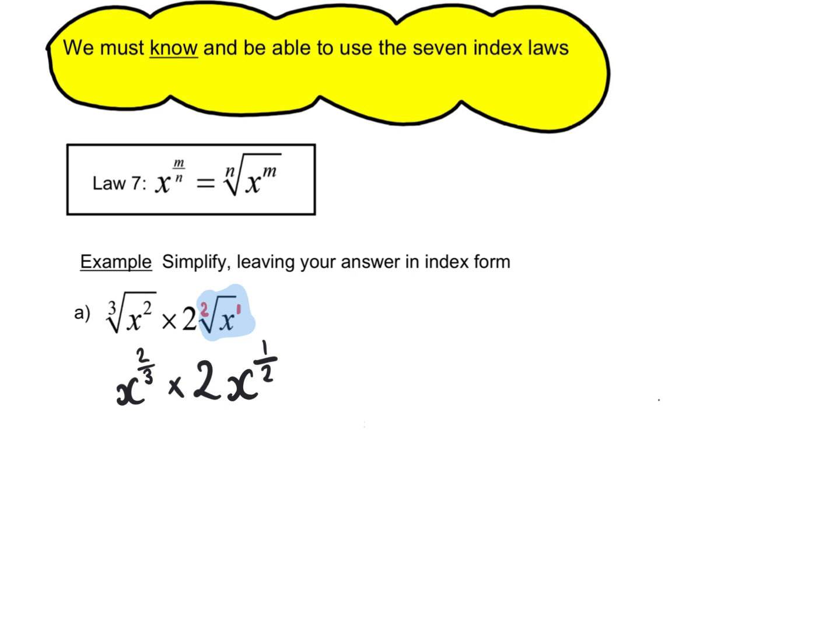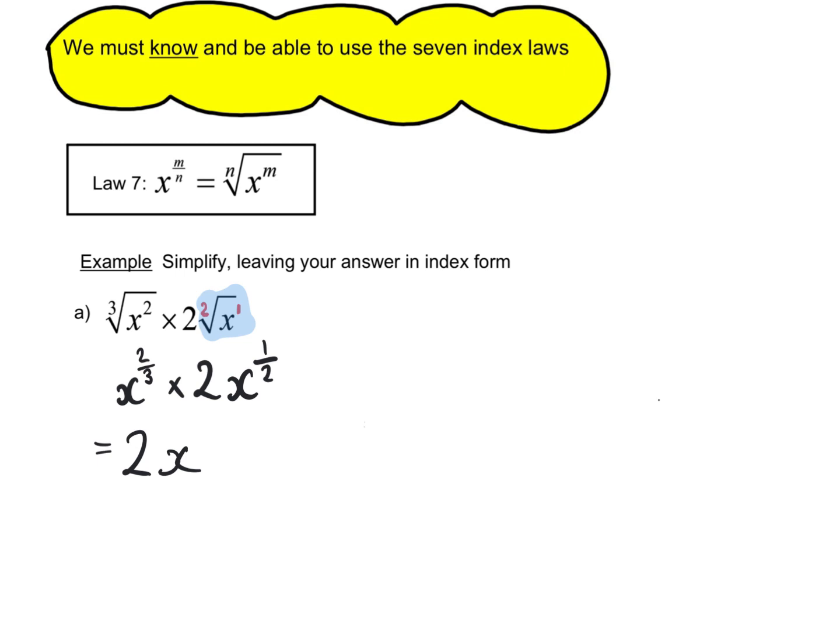What we still need to do is multiply these together. So this is using our index laws. When we multiply two indices together, we add the index numbers together. So let's remember there's a wee hidden 1 in front of this x here. So the 1 that's hidden here times this 2 is going to be just 2. We're going to put our x in, and then we're going to work out what our power is going to be. Because we're multiplying, remember, we're adding 2/3 and a half.